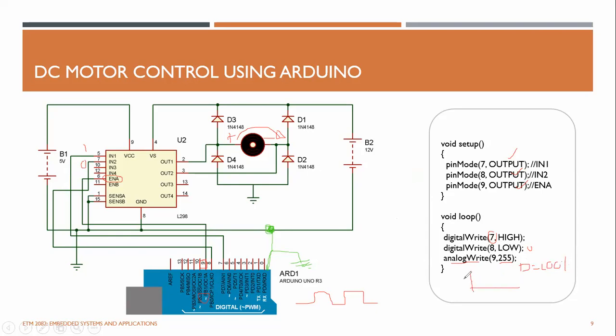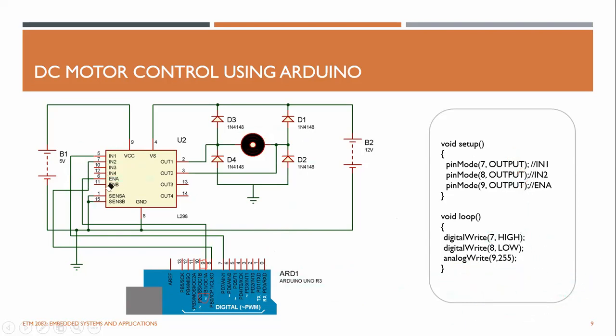So this signal will be like a continuous 5 volt supply. But if you provide this pin with something like 123, you can achieve about a 50% duty cycle. So the motor will run at half of its rated speed. All right, that is all about how to control the DC motor using Arduino.